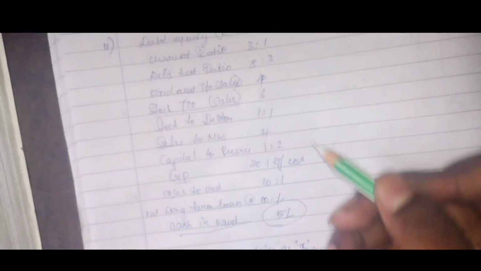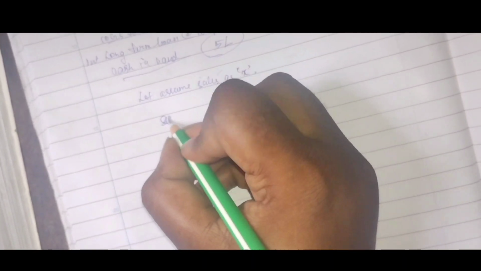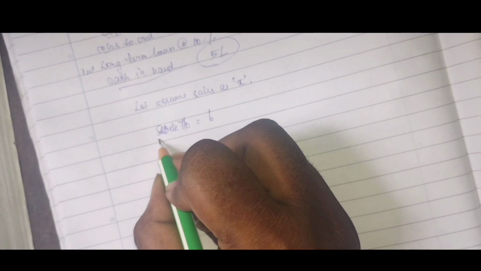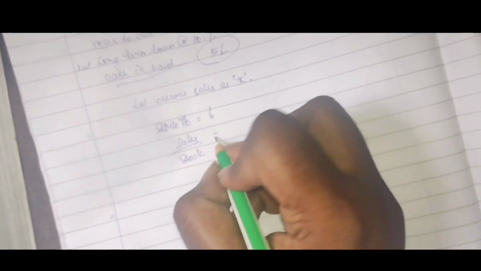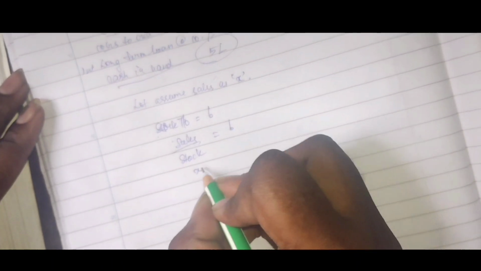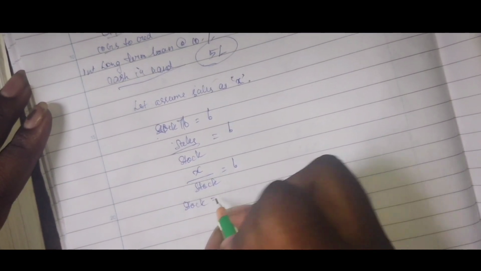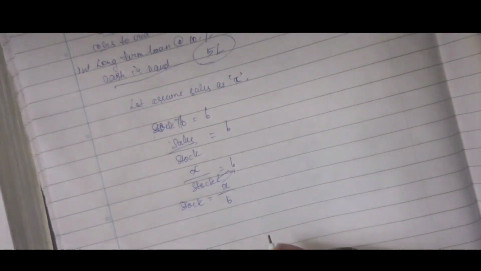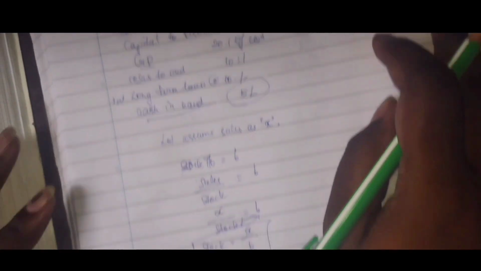So first we'll take stock turnover to sales, which is 6. Stock turnover is equal to 6. Stock turnover formula is sales by stock, which is nothing but 6. We don't know sales, we take it as X by stock is equal to 6. So stock comes to 6X by 6, this will come here and this will go here. Then stock is X by 6.